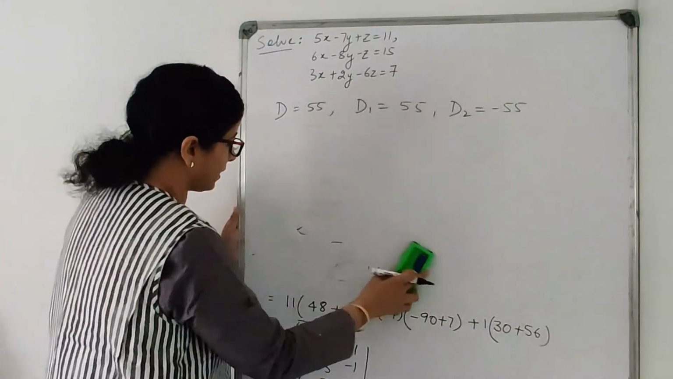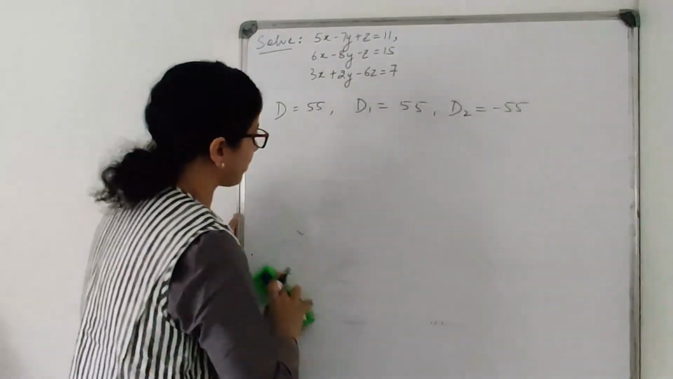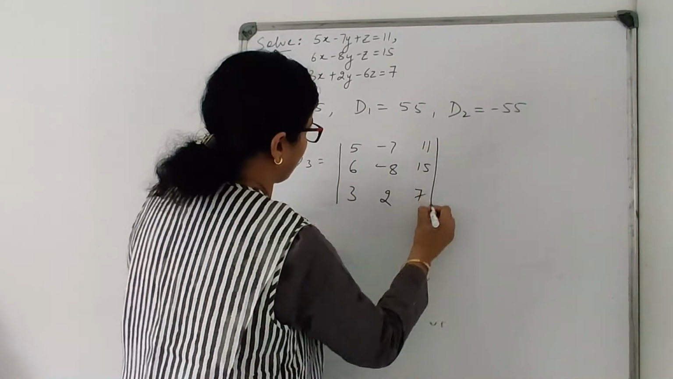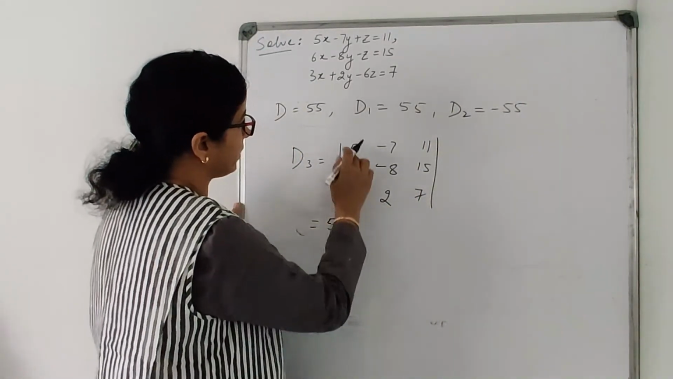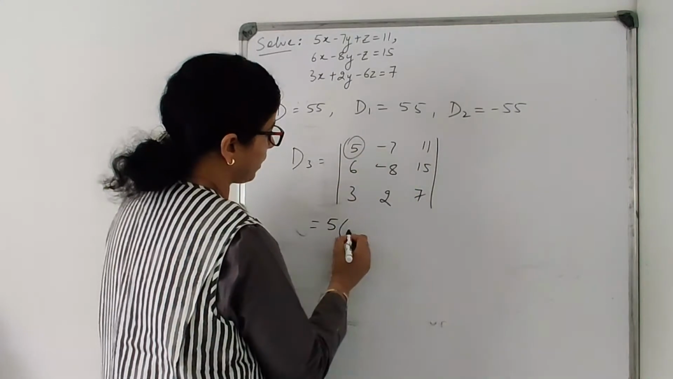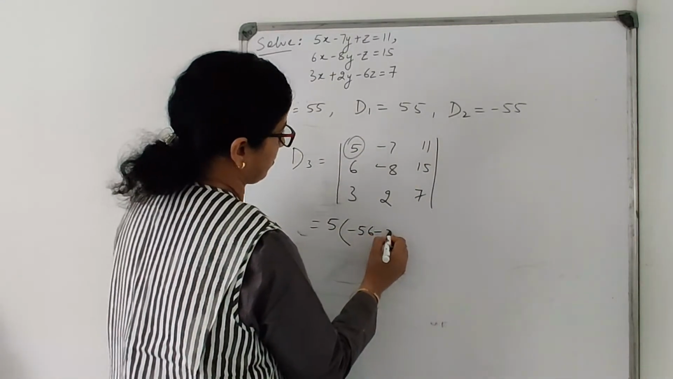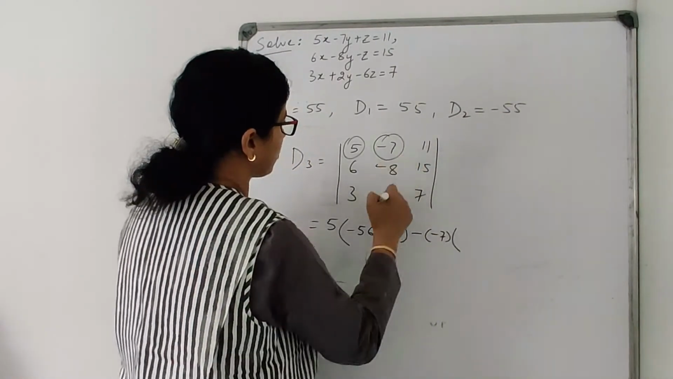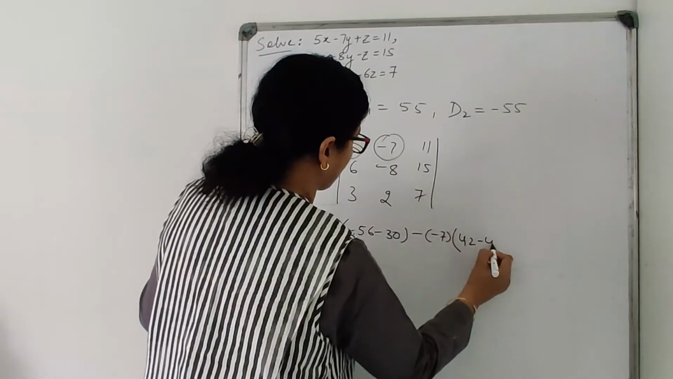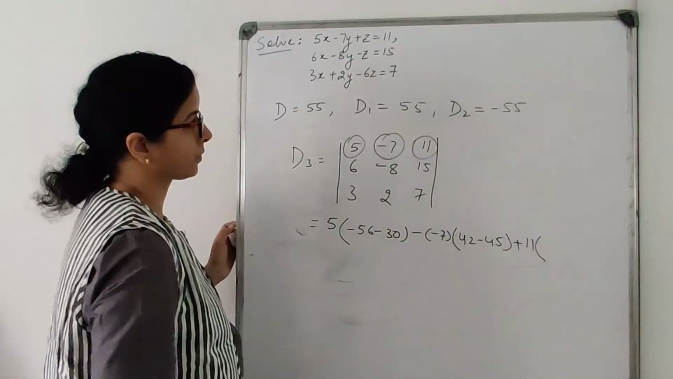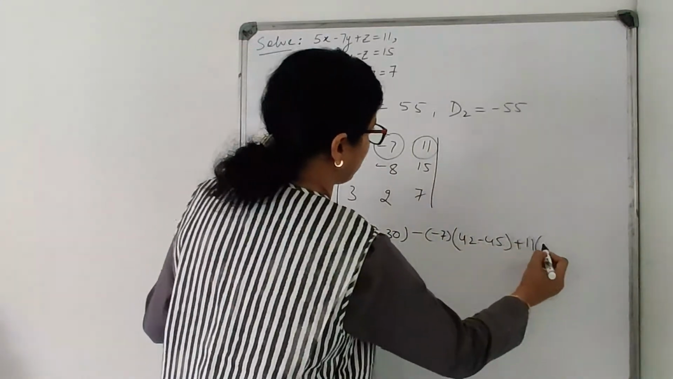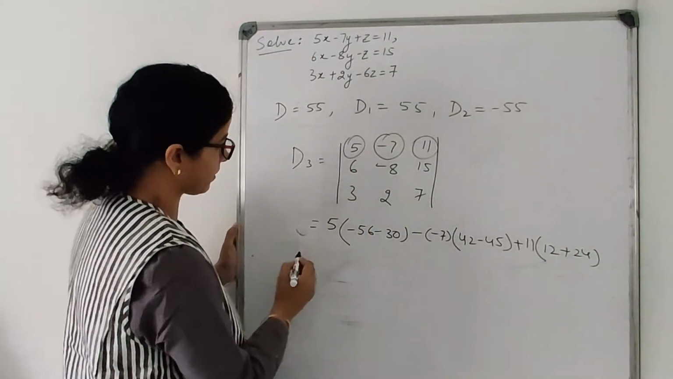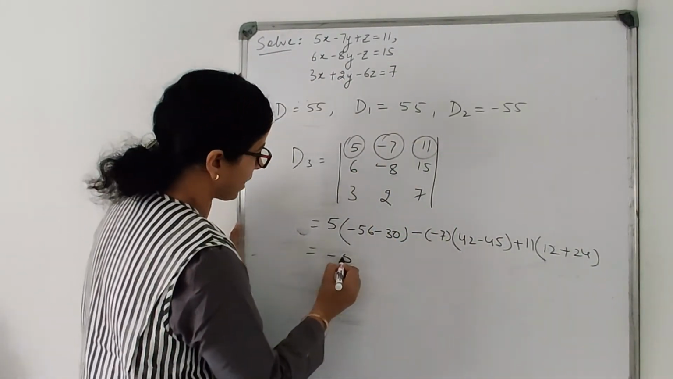And now we'll find D3. Okay. So in D3 we will replace the coefficients of z by the constants. So again 5. We are finding this. Leave the corresponding row and column. Minus of minus 7. Leave the corresponding row and column. So now 11 into 12 plus 8 3s are 24, because minus of minus will come. So again, if we solve, we are getting minus 55.